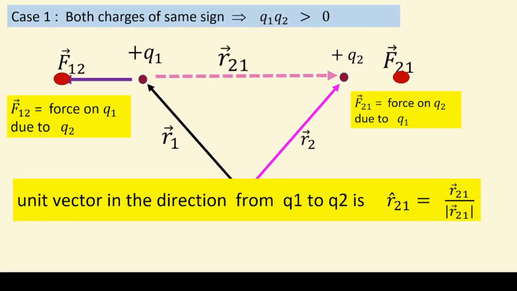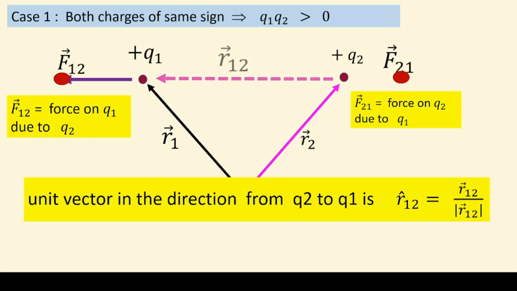Now, the unit vector in the direction from charge Q1 to charge Q2 is given by R21 cap equals vector R21 divided by the magnitude of vector R21. Similarly, the unit vector in the direction from charge Q2 to charge Q1 is given by R12 cap equals vector R12 divided by the magnitude of vector R12.